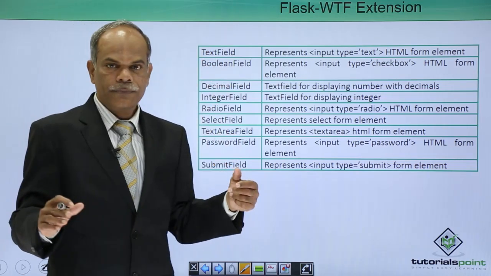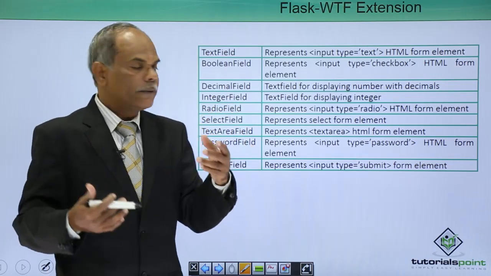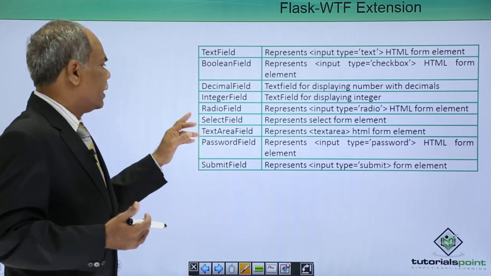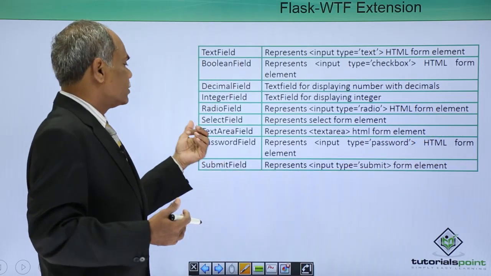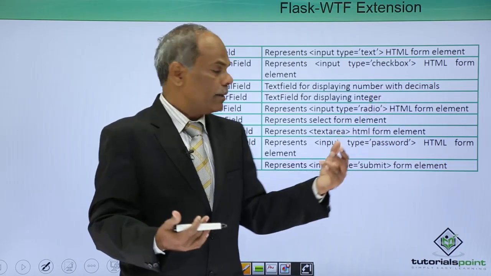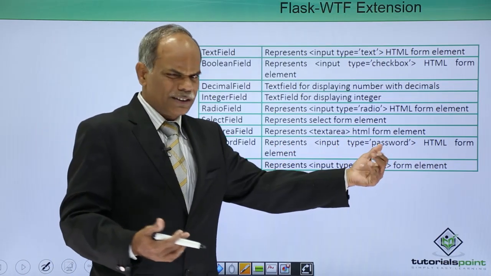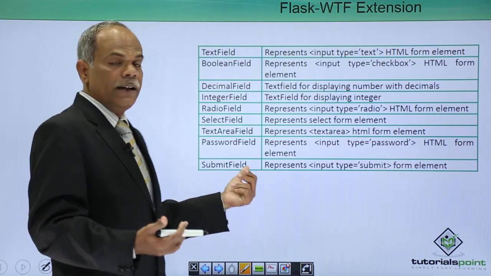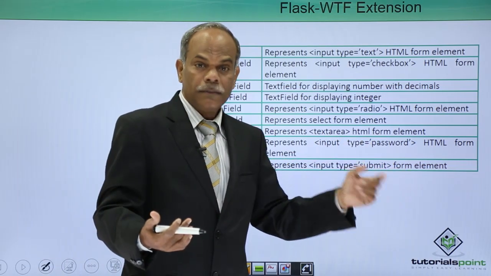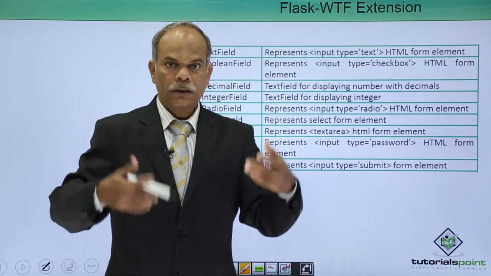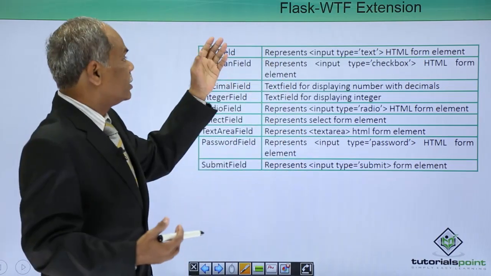Decimal field is the type of a text field where a number with decimal part can be entered. Integer field is another variation of text field where only integer can be entered. Radio field represents input type is equal to radio in our HTML form element. Select field represents the select of the HTML. Text area is equivalent to the text area in HTML. Password is equal to input type is equal to password. It is very obvious. And lastly, submit field is a most often used field which is equivalent to input type is equal to submit, because by pressing it the data will be posted to the URL which is the target. So, these are some of the important form fields in this Flask-WTF extension.